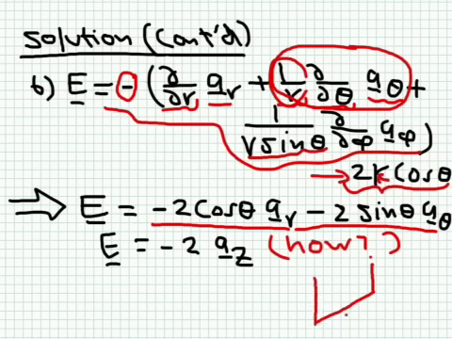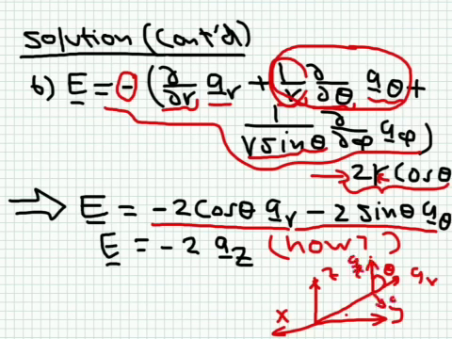This is the direction of x, y, and z. This is x, this is y, and this is z. And this is the r direction. If this is theta, this is az. Here is theta.